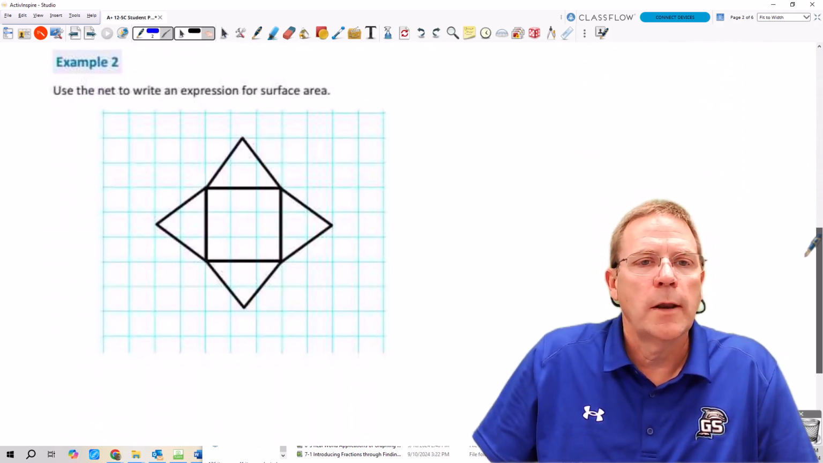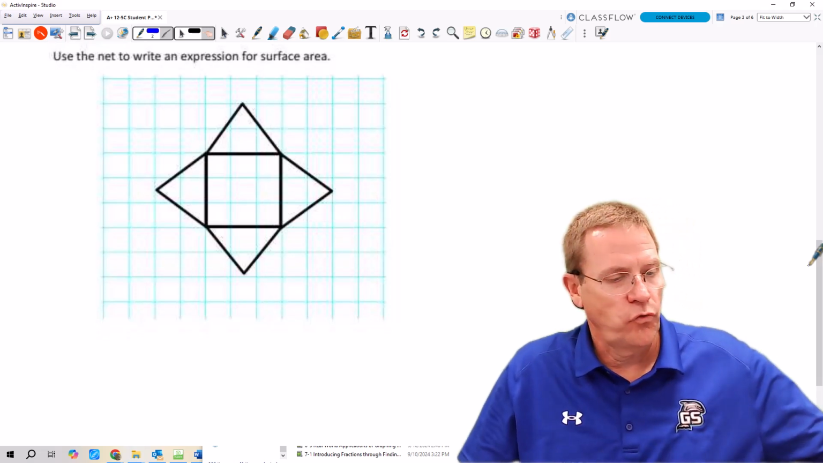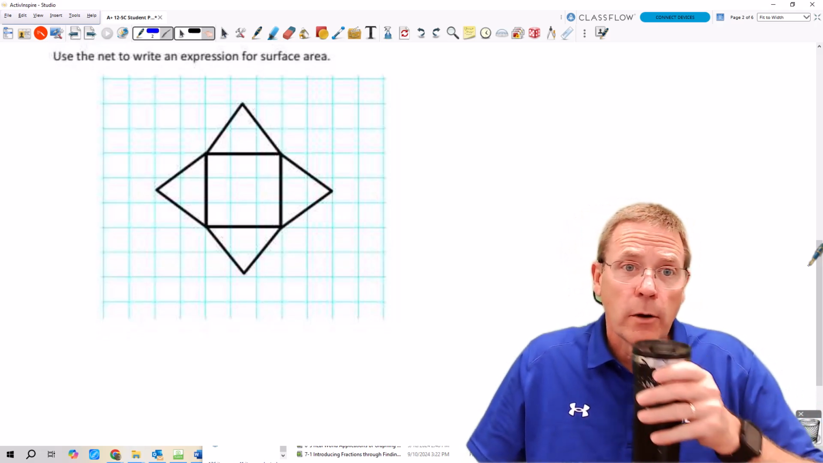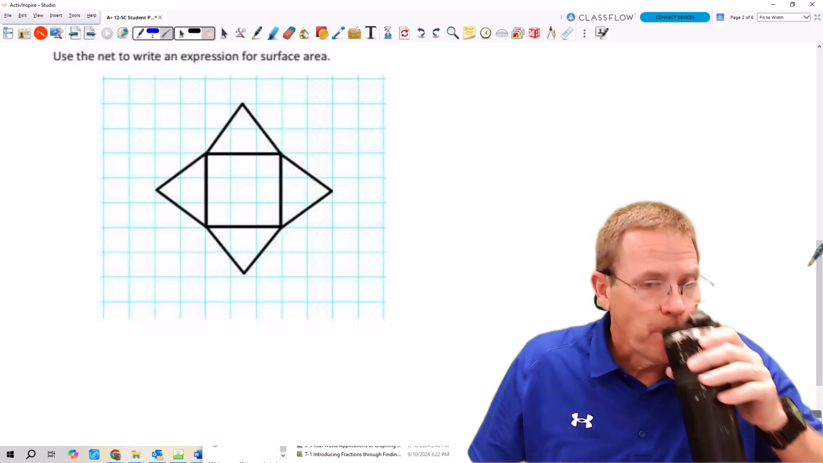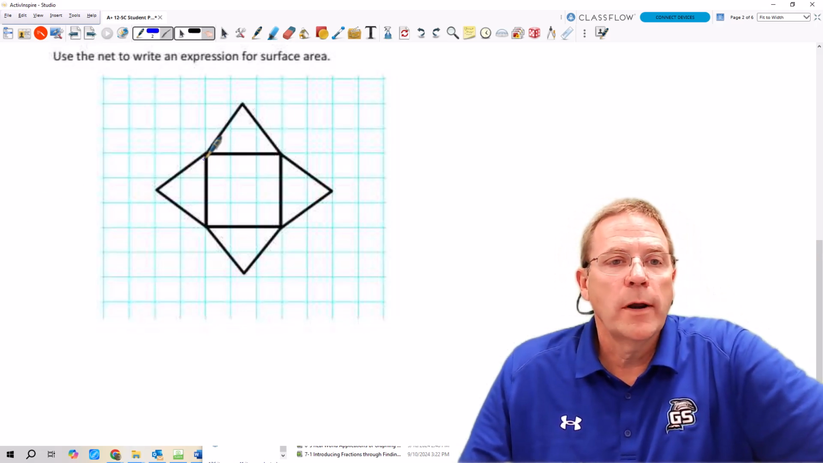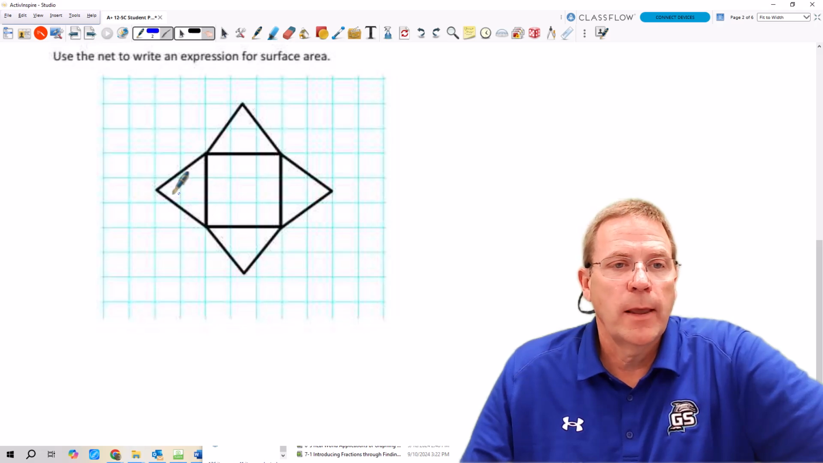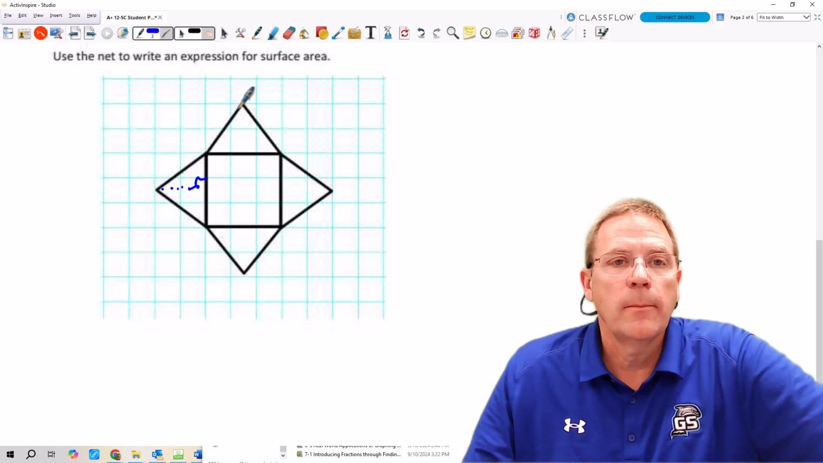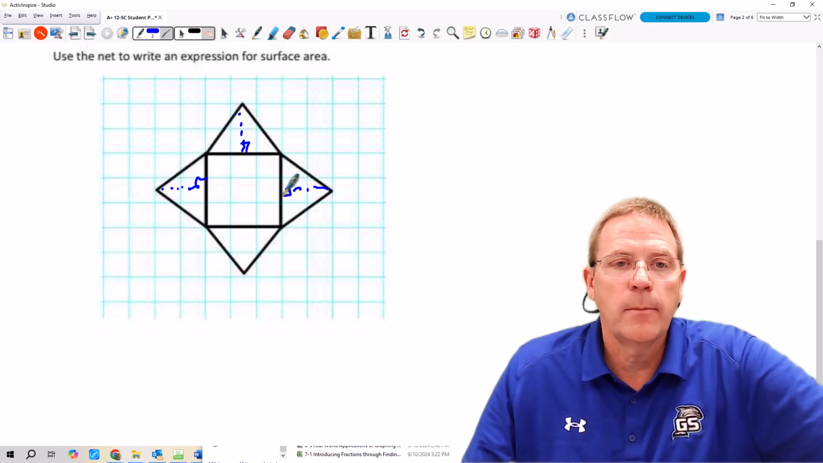Scrolling down to the next one, this time I have triangles and I have a square. Now, all of my triangles are going to be the same. They're all going to have a base of 3 and a height of 2. You see right here, that base and height meet at right angles. Every single one of them is going to have the same base of 3 and height of 2.